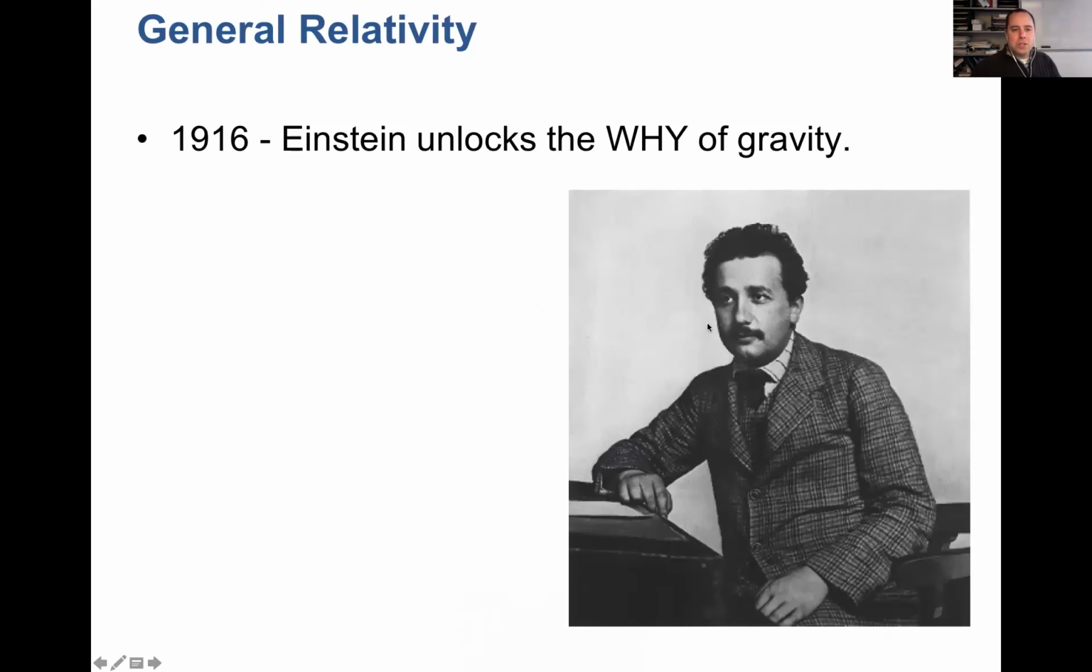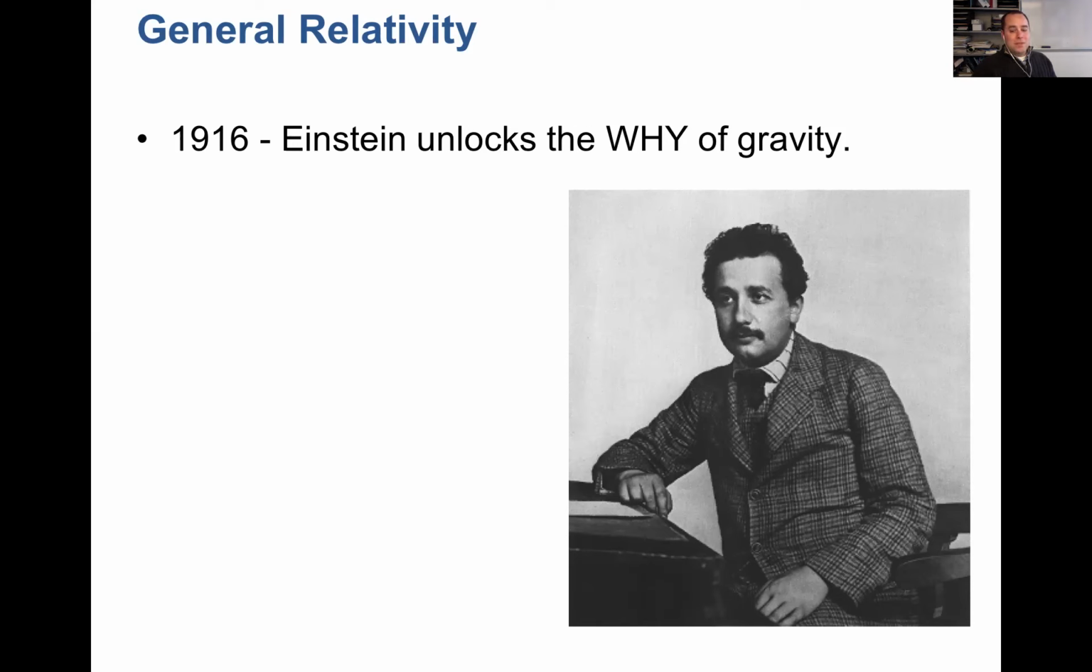And we need to go back to this guy. You may have heard of him. His name is Albert Einstein. We've already seen his name come up in the context of energy and mass equivalence when we were figuring out how the sun generated energy, and he comes back in a major way in this particular class. So gravity, right? Einstein unlocks the why of gravity. You may think that that's unusual, but let's go back and think about where we were with gravity before 1916.